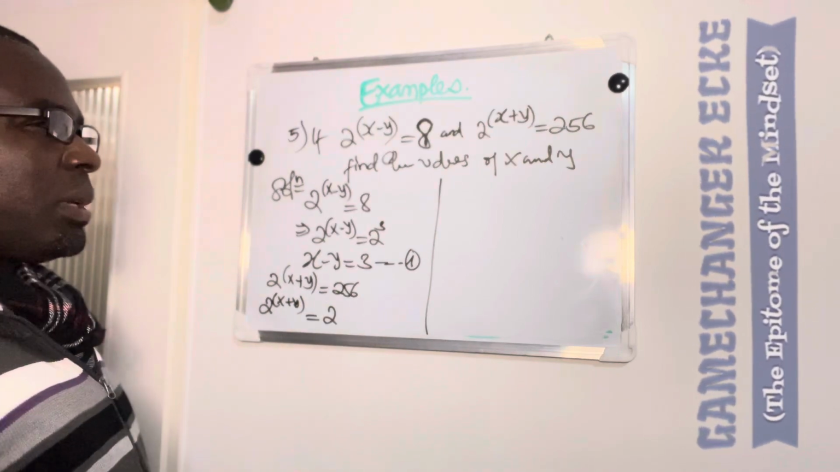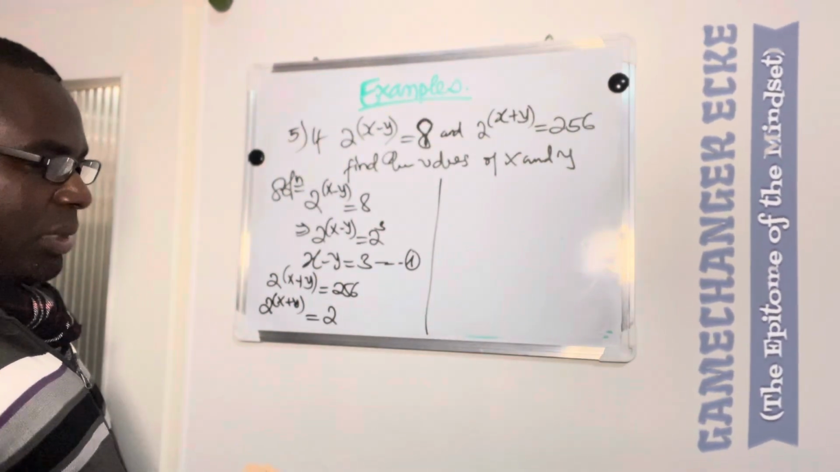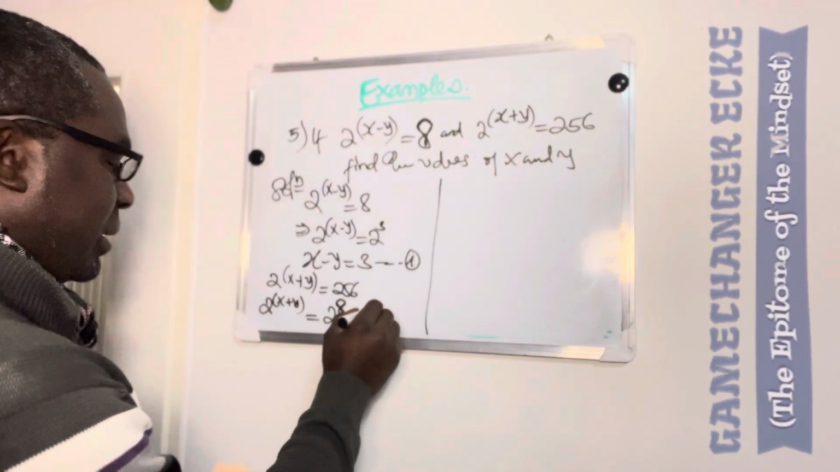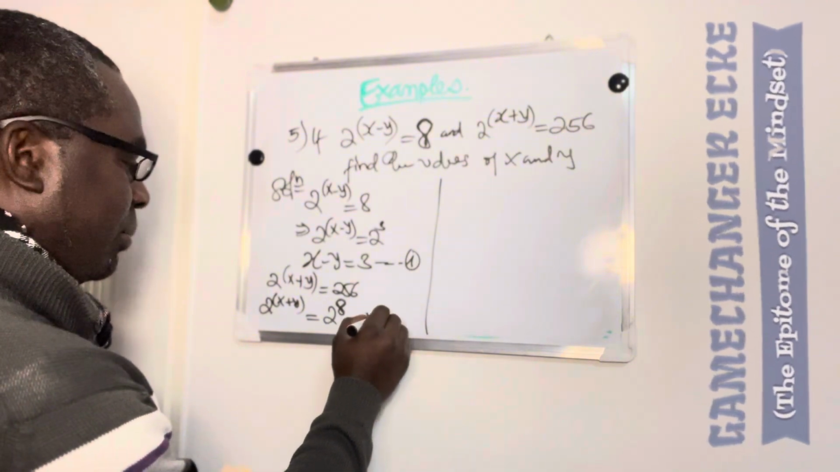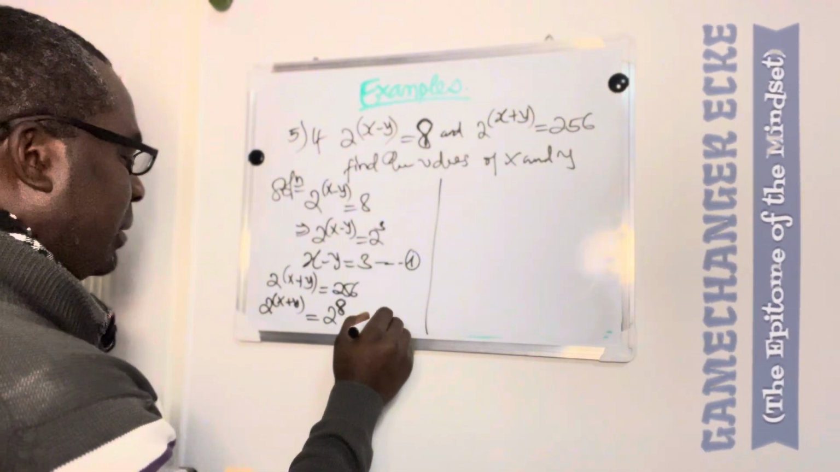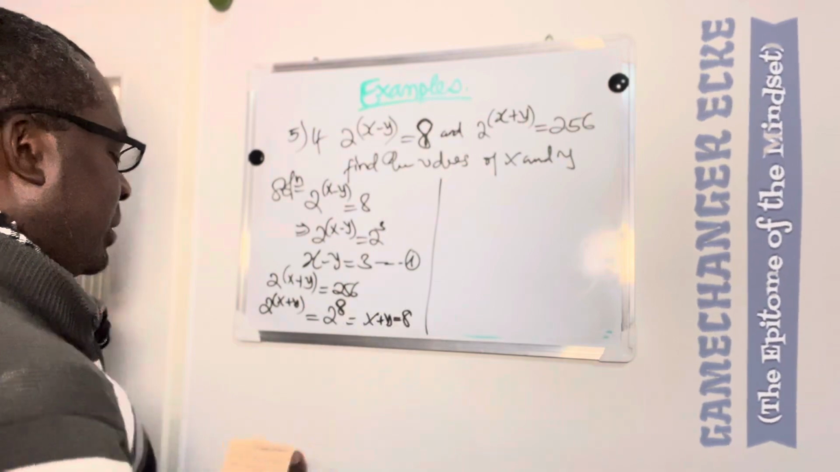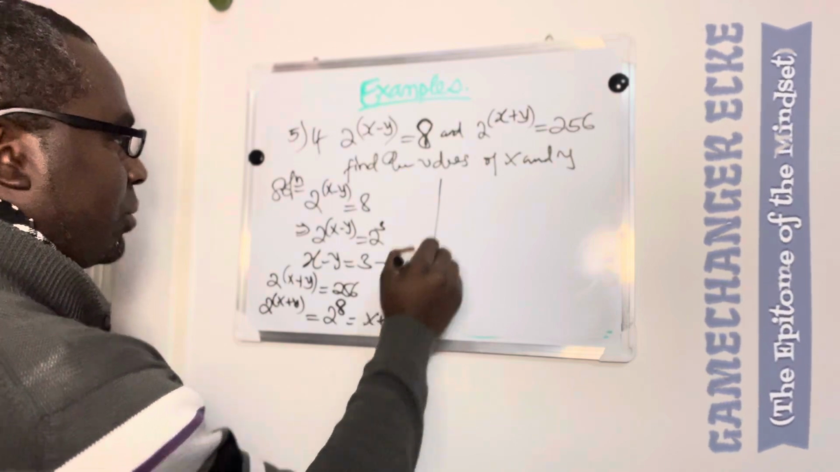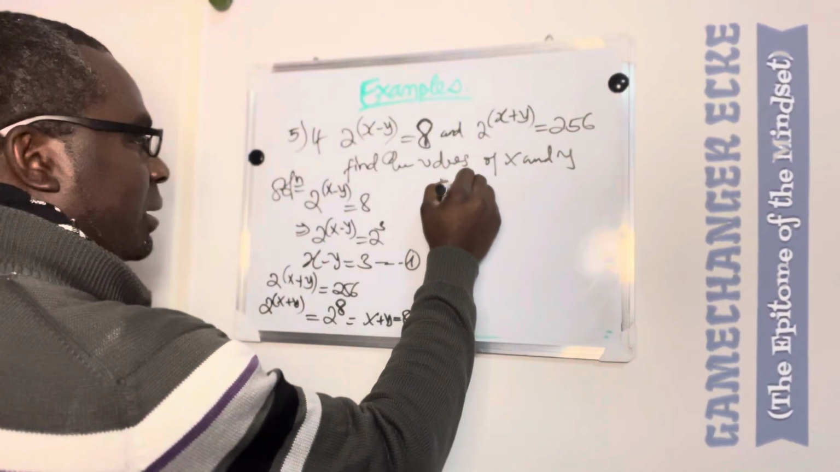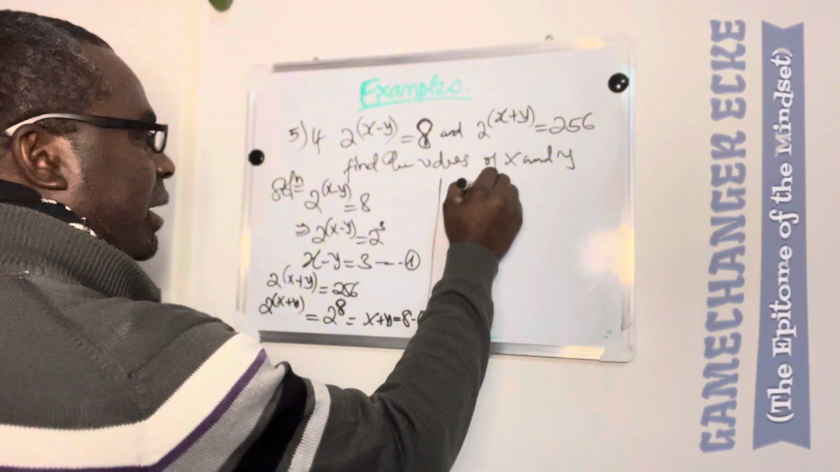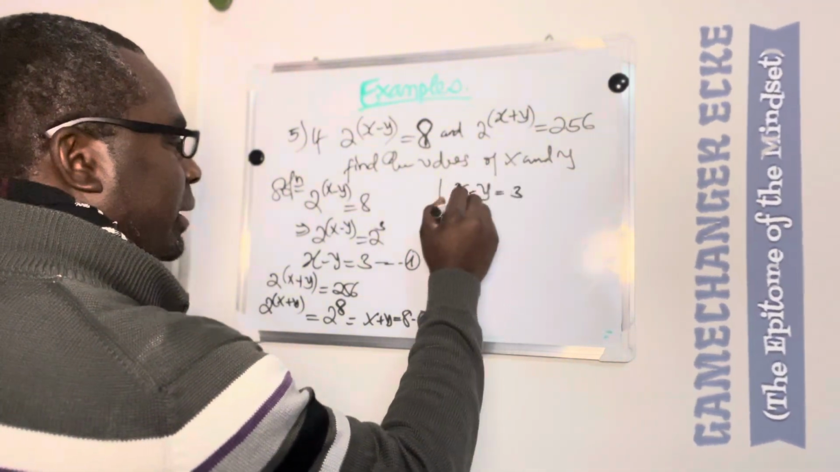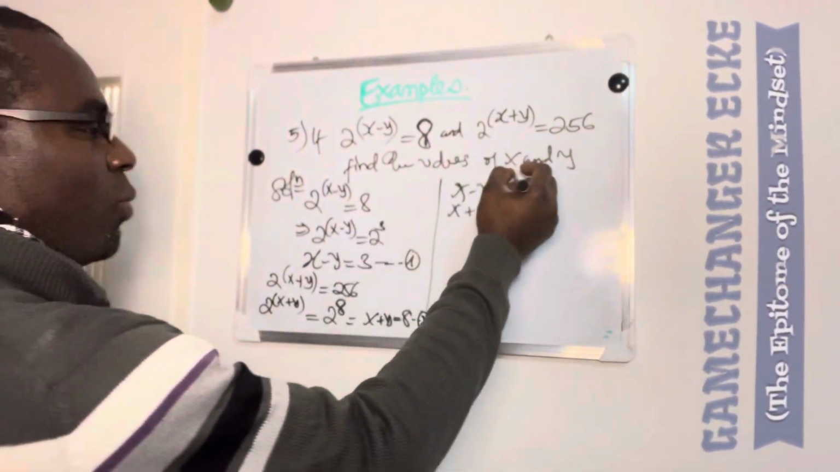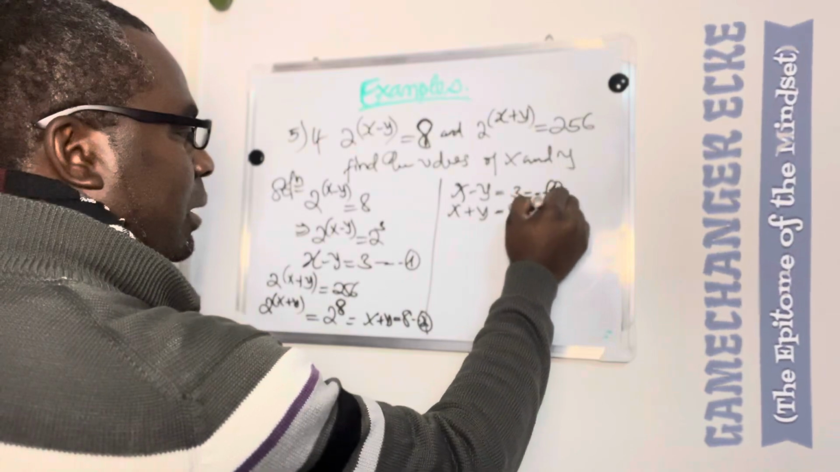This will now give us 2 to the power 8. In this case, x plus y is equal to 8, since we have common bases and we equate the powers. And this is equation 2. So we now have two equations: x minus y is equal to 3, and x plus y is equal to 8.